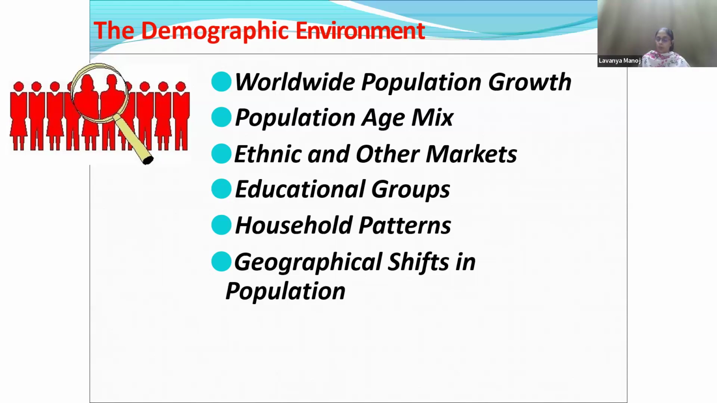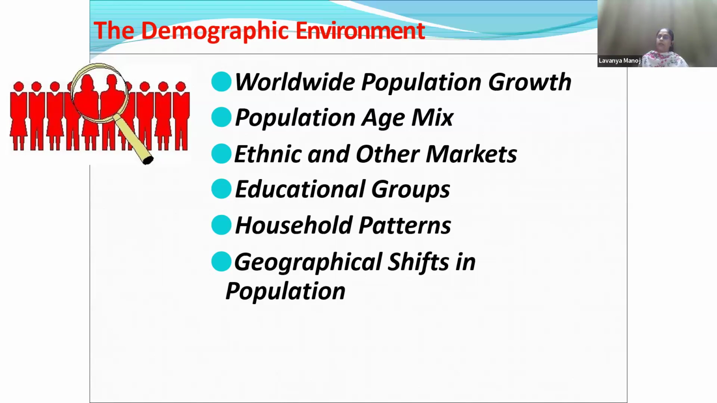The geographical shifts in population. Nowadays you can see many individuals shifting to other countries. Before 30 or 40 years, the scenario was different. In a street or a locality, if you checked the households, hardly five or six members in the whole neighborhood would be abroad. But now the scenario is completely different.